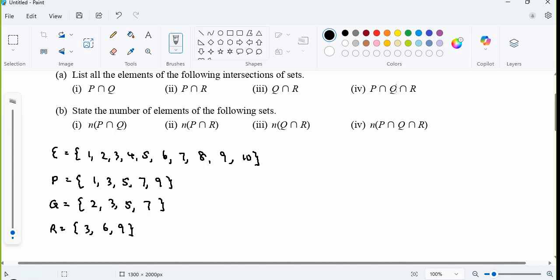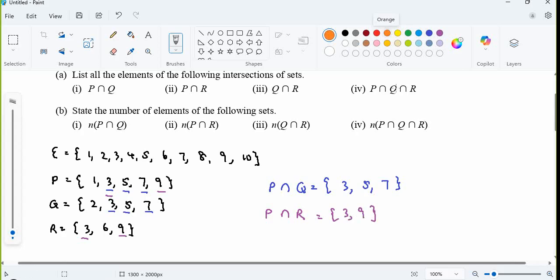So list all the elements of the following intersections of sets. If we want P intersect Q, the intersection is 3, 5, 7: both have 3, both have 5, both have 7. And then P intersect R, so 3 and then 9. 3 and 9.